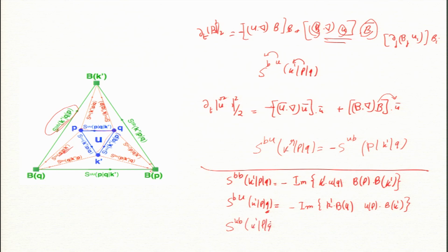What about S UB? K prime, P, Q, minus imaginary. So this is coming from here, right? S UB: U is getting from B. So who is the mediator? This B is the mediator. So K prime dot B of Q. And who is the receiver? U of K prime, this is the receiver. And who is the giver? B P, this B is the giver. Okay. So these are the formulas which we can write down, and from this we can get fluxes, which I will describe soon.